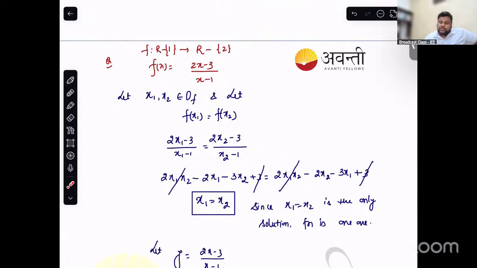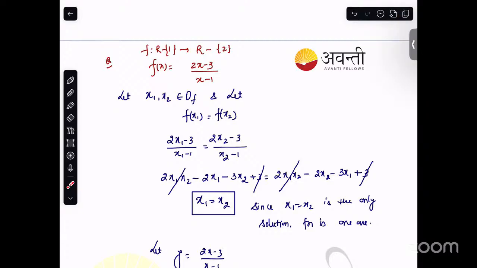Anybody having any doubt? Lakshmi, understood everything, beta? Yes, sir. Tejaswini, got it? Yes, sir. All right, that would be all.